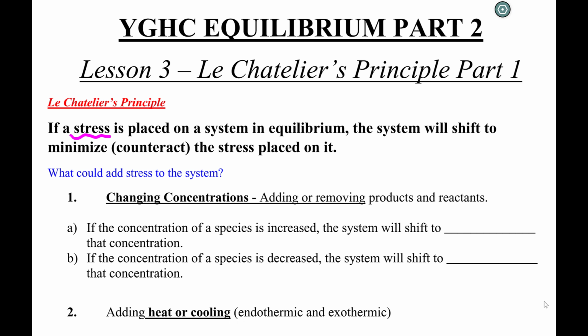So let's say we're looking at concentrations, okay? And I did something like add or remove more reactant or product. Let's consider this scenario. If the concentration of a species is increased, so I added some into the system, what's the opposite of adding something? Removing it. So the system will shift to decrease that concentration. For instance, if I added a bunch of oxygen, the system will shift the reaction away from oxygen to consume it, and therefore it would decrease that concentration of oxygen.